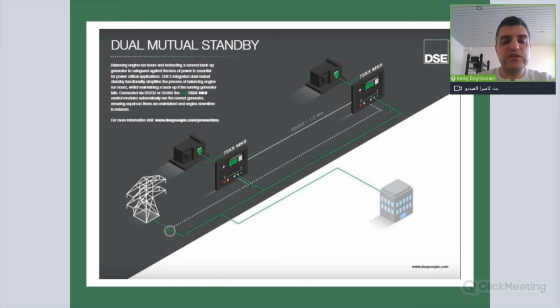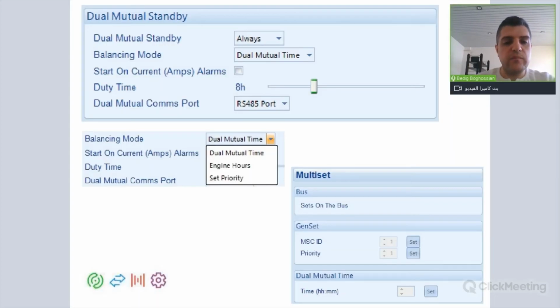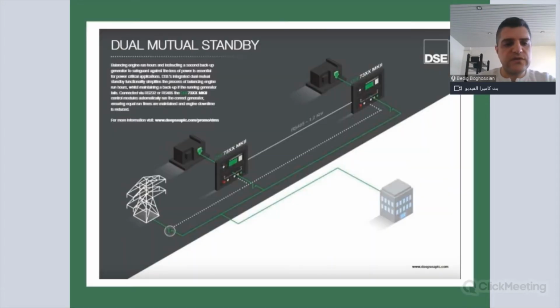And within the dual mutual standby, you've got different modes, such as engine hours. How do you want to make the balance? Is it based on engine hours, or is it based on time, or simply running engine time? All of these are configured within the 7310 or 7320.